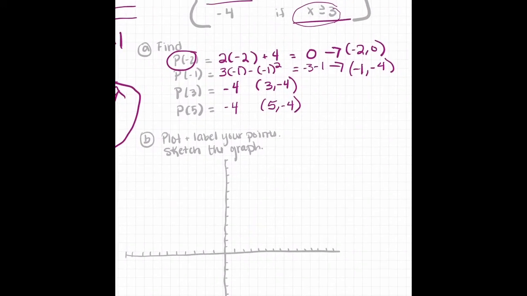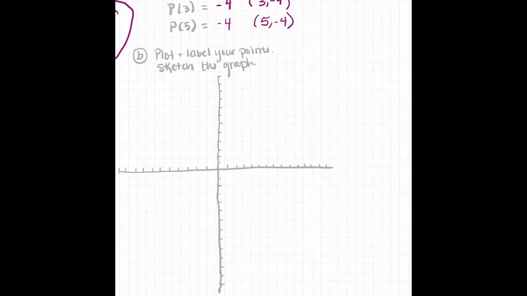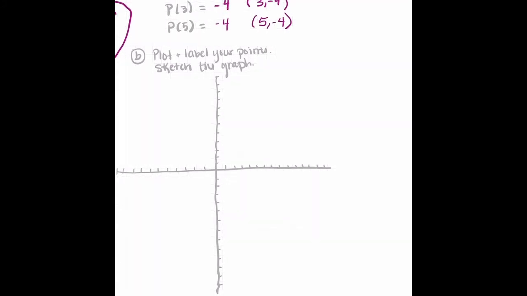Now I just want you to graph those. So I'm going to put negative 2, comma, 0, negative 1, comma, negative 4, 3, comma, negative 4, and 5, comma, negative 4.